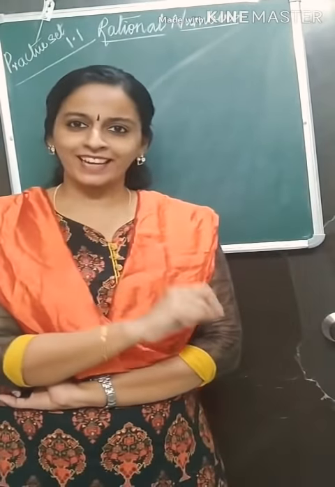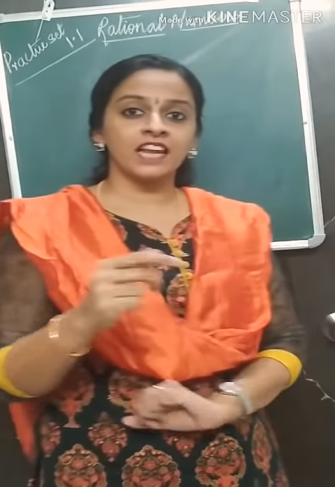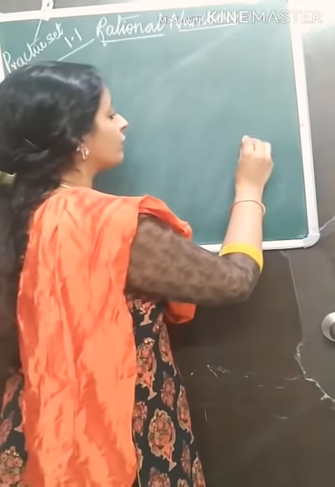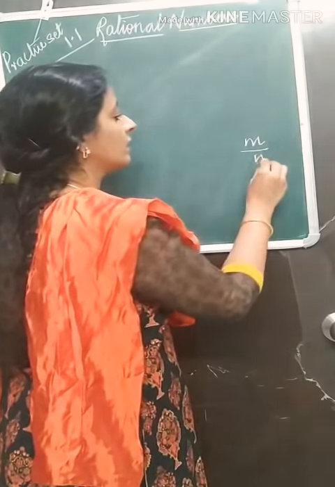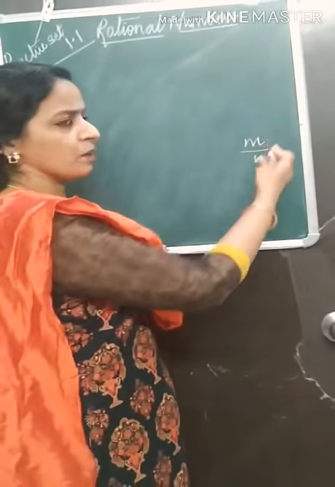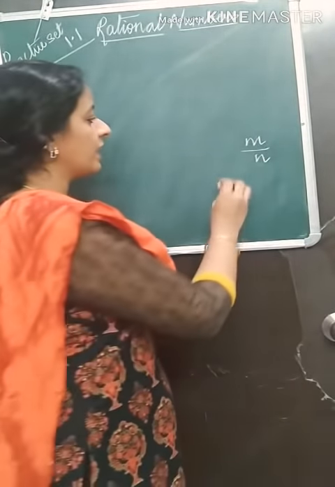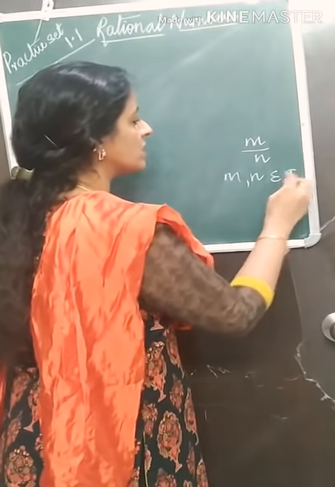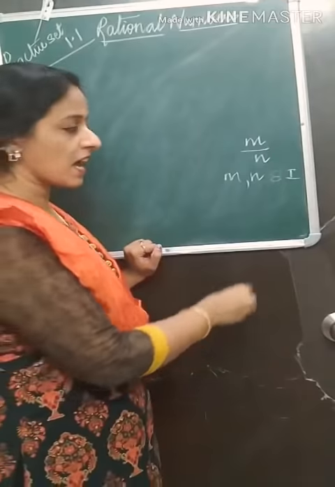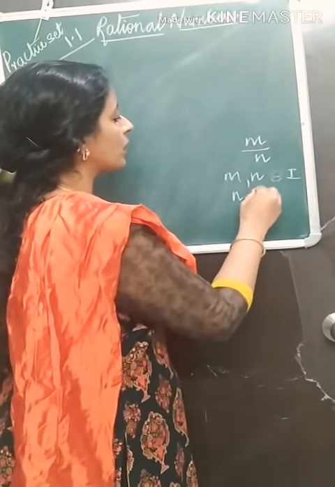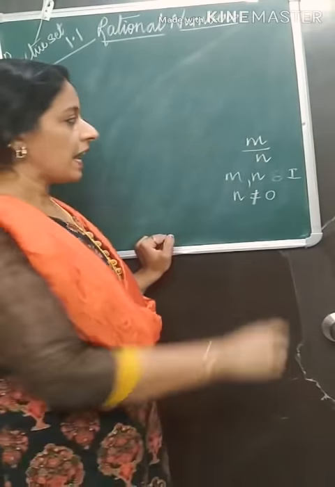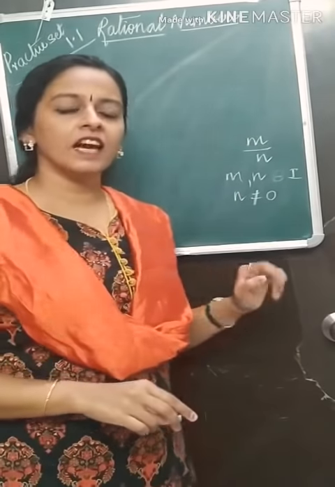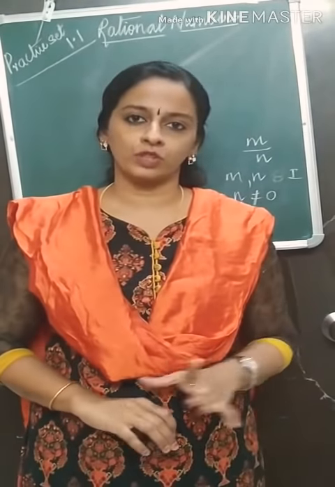Just a quick recap. What are rational numbers? Rational numbers can be in the form m upon n, or any letters, say p upon q. The only thing is that m and n should be integers, and n should not be equal to 0.